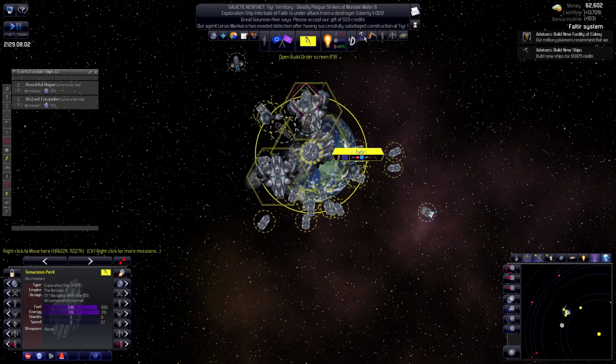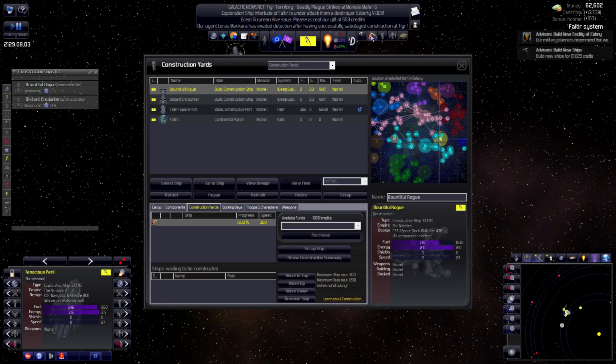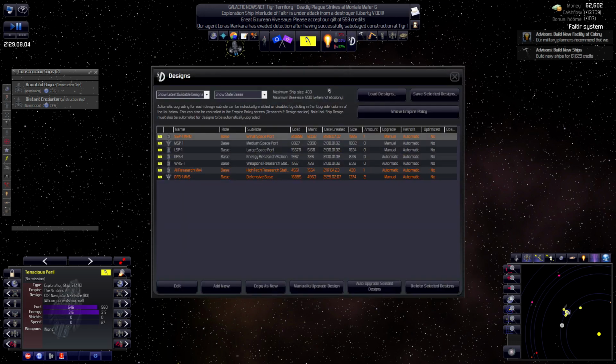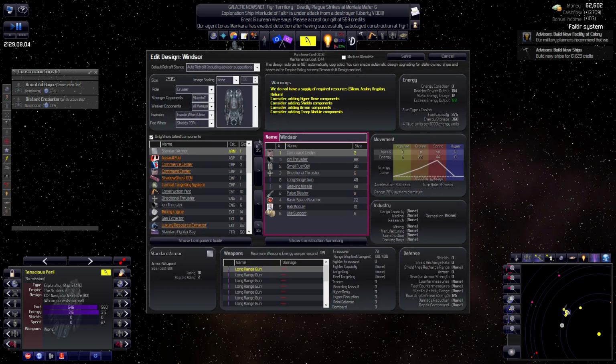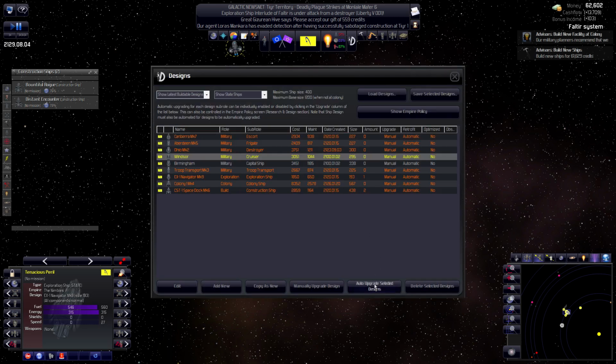What's my ship size? I can go to 400. Alright, since I can go to 400, let me go ahead and... let's back out of this. Here, let's auto-upgrade. 333? Really?